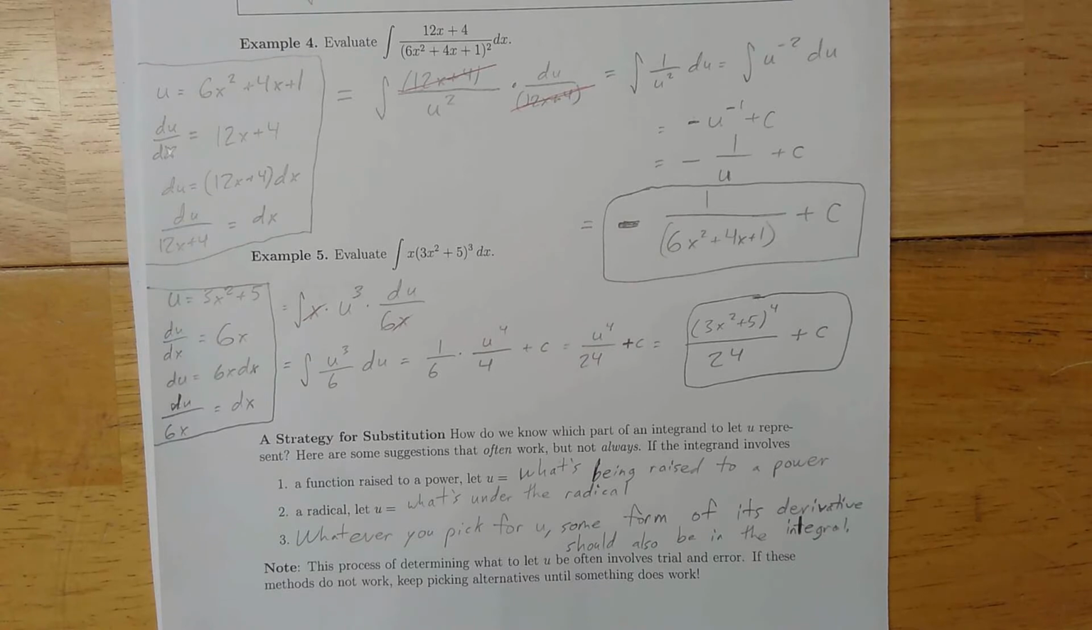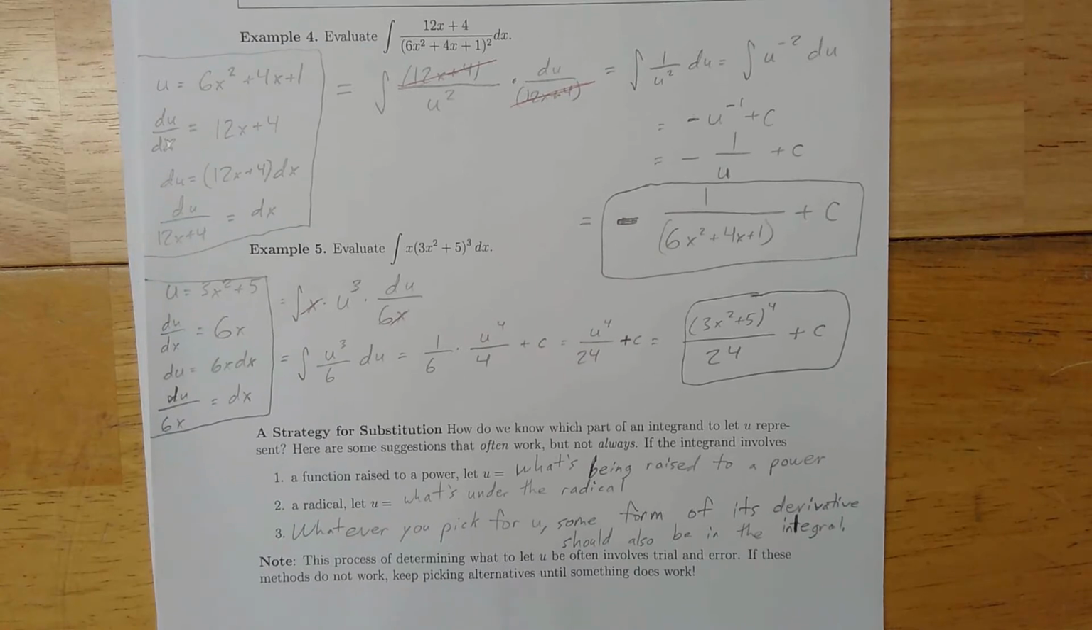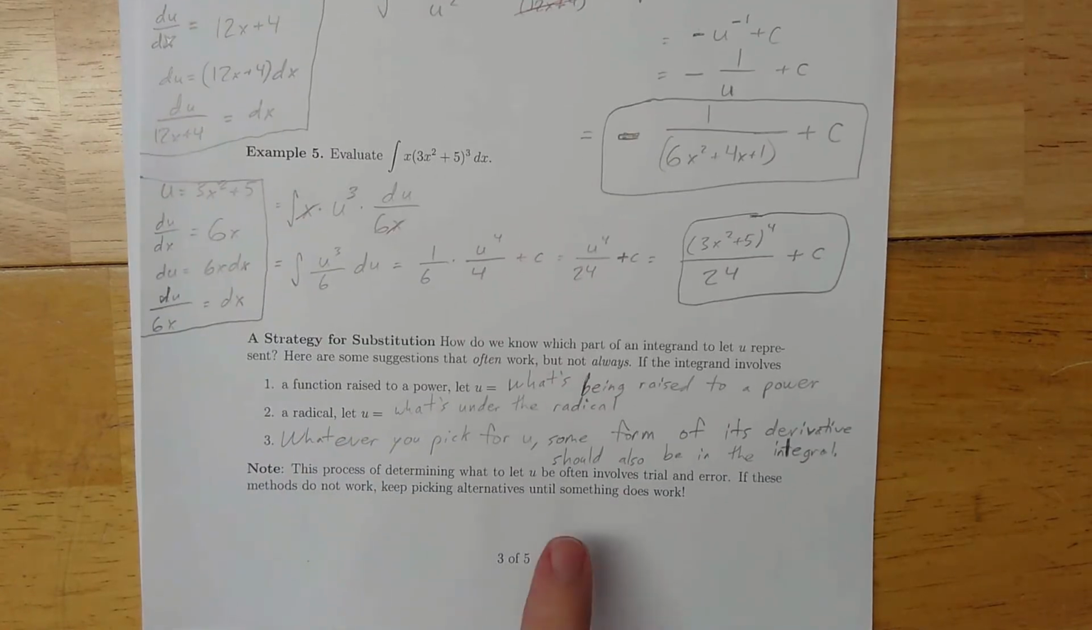Now, one big thing to note is that this is not always an exact science, but these are things that can help us out. So the process for determining what to let u be is going to involve some trial and error. And if this doesn't work, keep picking alternatives until you get something that does.